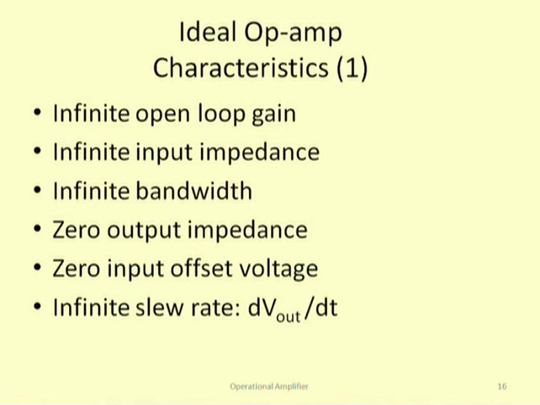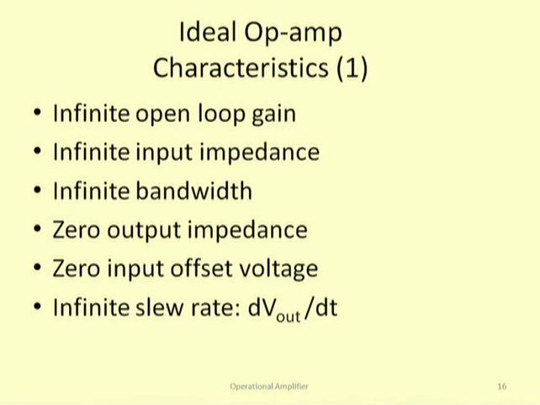Now the fourth parameter we expect from an operational amplifier is that its output impedance should be as low as possible. Ideally speaking, it should be 0. What is the reason that we expect 0 output impedance? The reason is that then it can drive the load in a better way. That is why we expect that the operational amplifier should provide 0 output impedance.